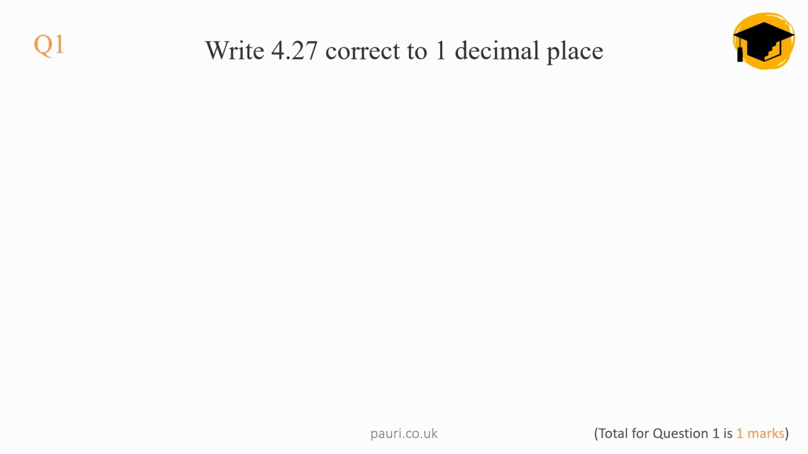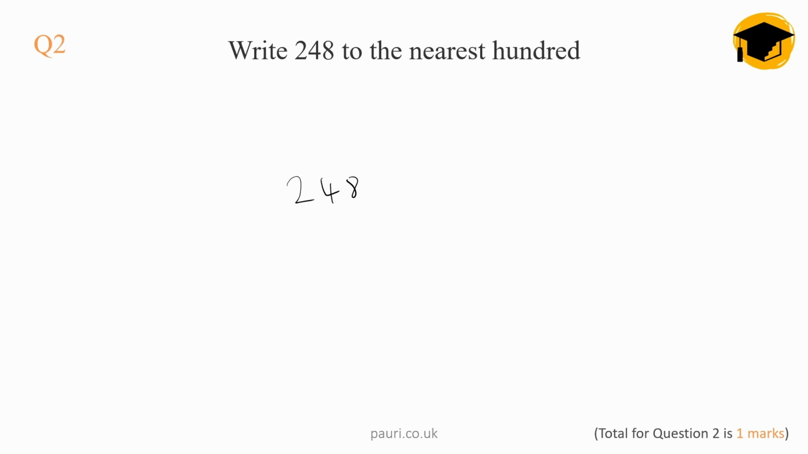Let's have a go at the question. 4.27, correct to 1 decimal place. This is the first number, this is the second number. Second number 5 or above? Yes, it is. So I need to round to 4.3. Next, 248, rounding to the nearest 100. So that's my hundreds place value. Is the next number 5 or above? No, it's not. So this number is closer to 200.